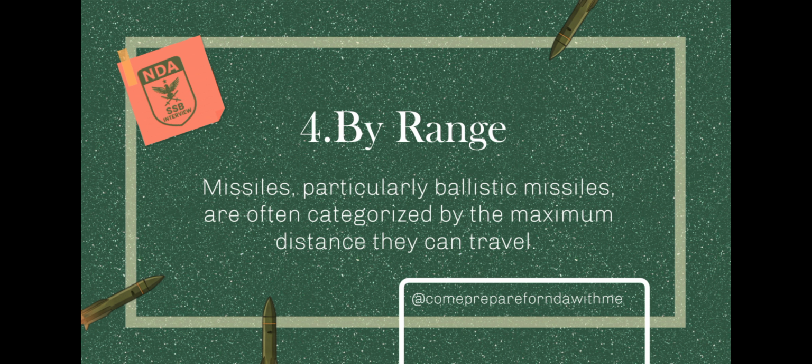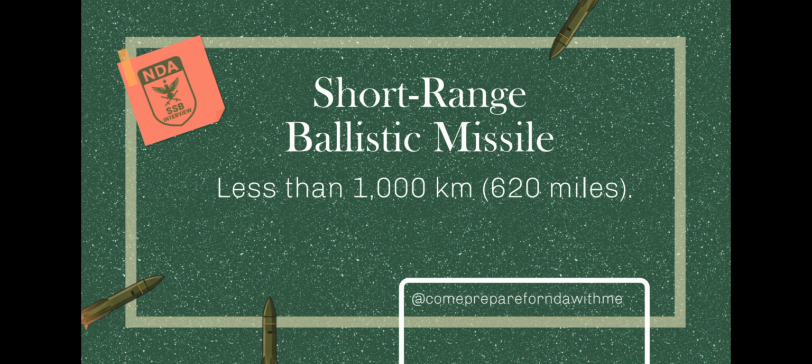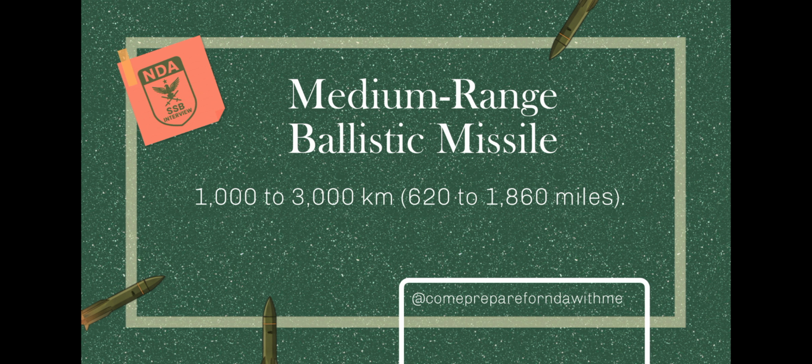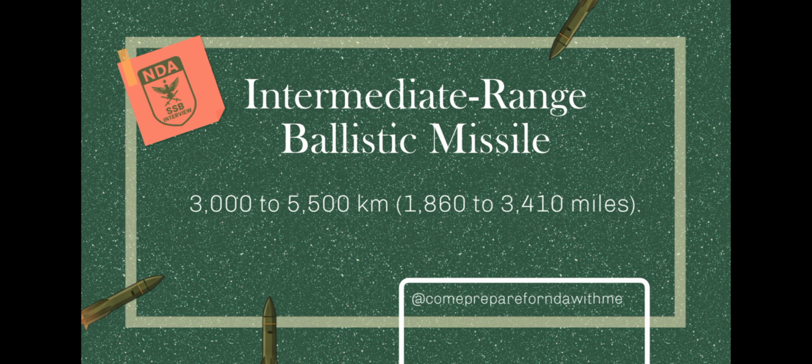Now, the next classification is on the basis of range. Missiles, especially ballistic missiles, are often categorized by the maximum distance they can travel. So, as per this, the first is short range ballistic missiles. The missiles which have got a range of less than 1000 km or 620 miles. Medium range ballistic missile has got a range of 1000 to 3000 km or 620 to 1860 miles.